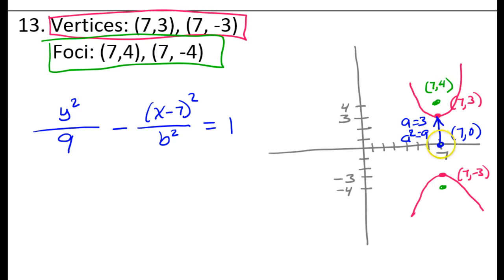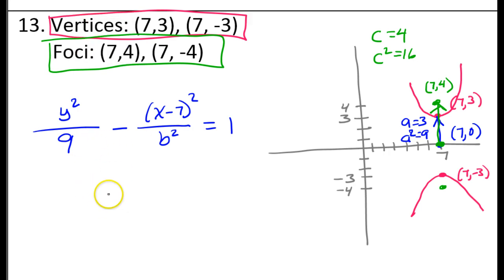The c value is the distance from the center to the focus. So that means that my c value is 4. Okay, (7, 4). See it? So my c value is 4, which means that c squared is 16. Now what I really need is b squared. So how is this going to help me?